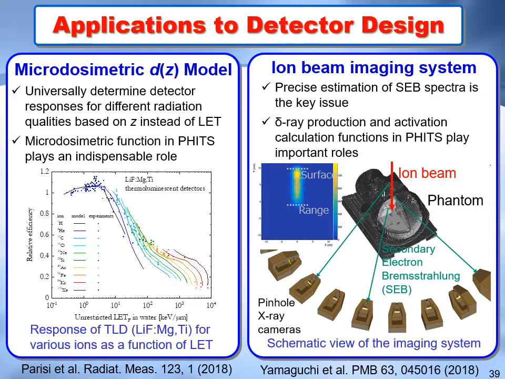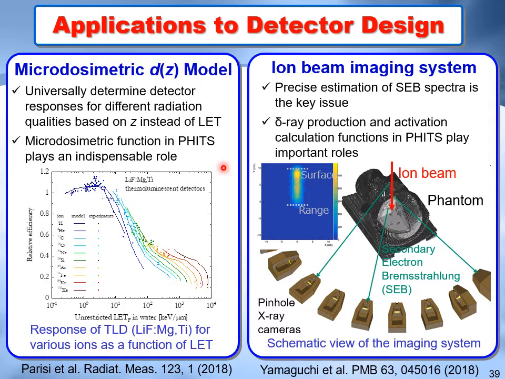Next, we will introduce two applications of PHITS to detector design. The first one is the microdosimetric DZ model, which can universally determine detector responses for different radiation qualities such as ions and photons based on microscopic dose, Z, instead of LET, and the microdosimetric function in PHITS plays an indispensable role in this model. This graph shows the response of TLD for various ions as a function of LET, and the microdosimetric DZ model can reproduce its ion species dependence very well.